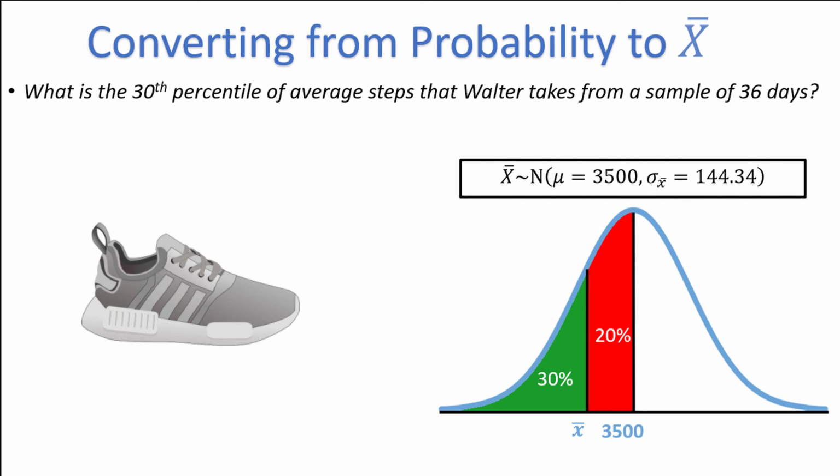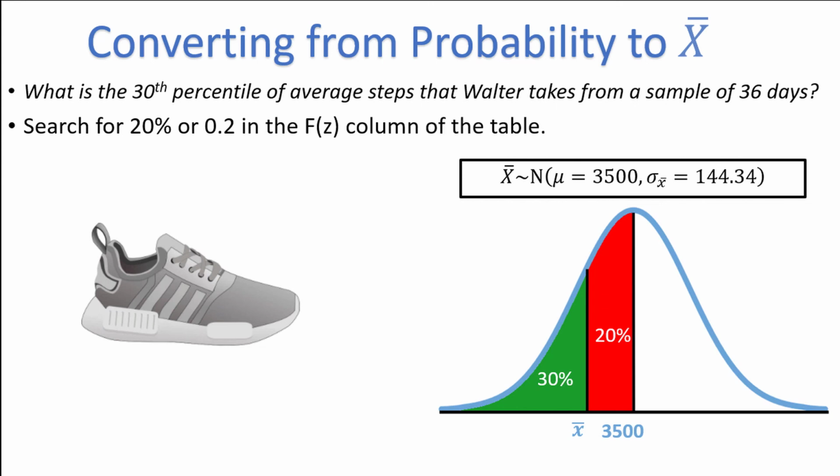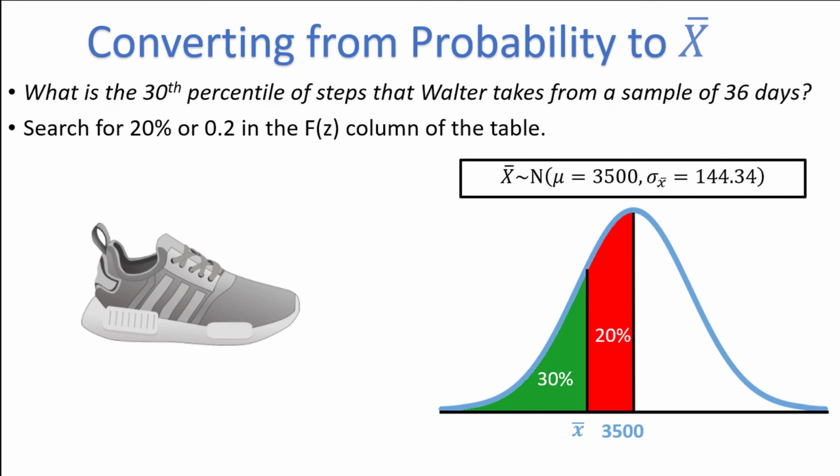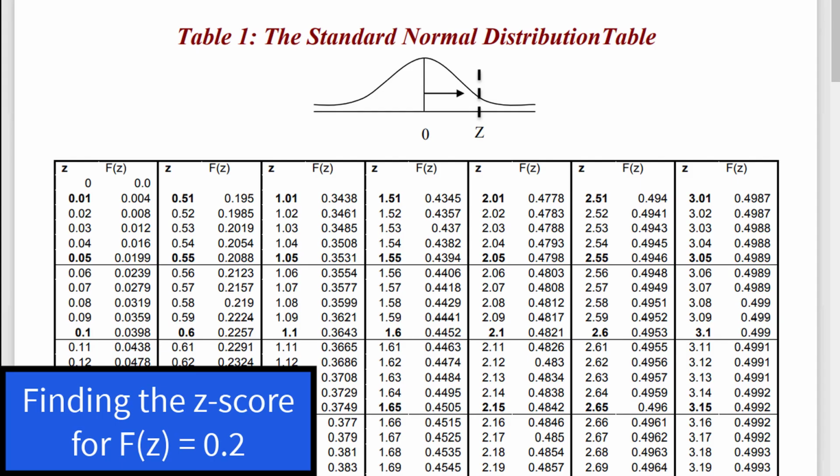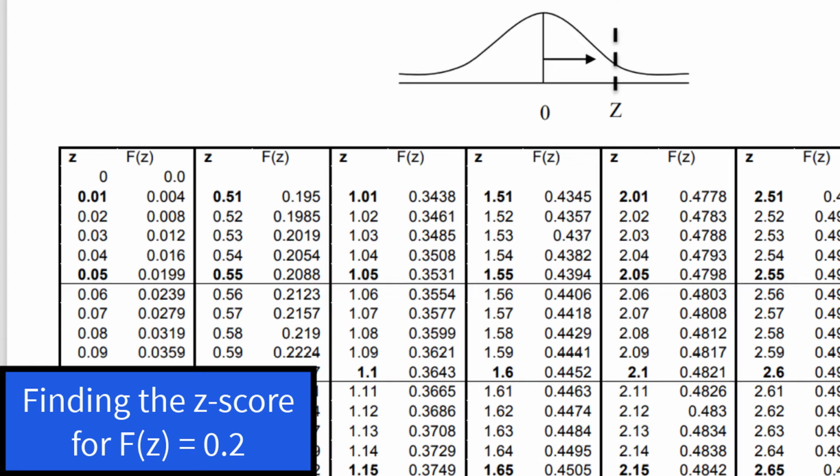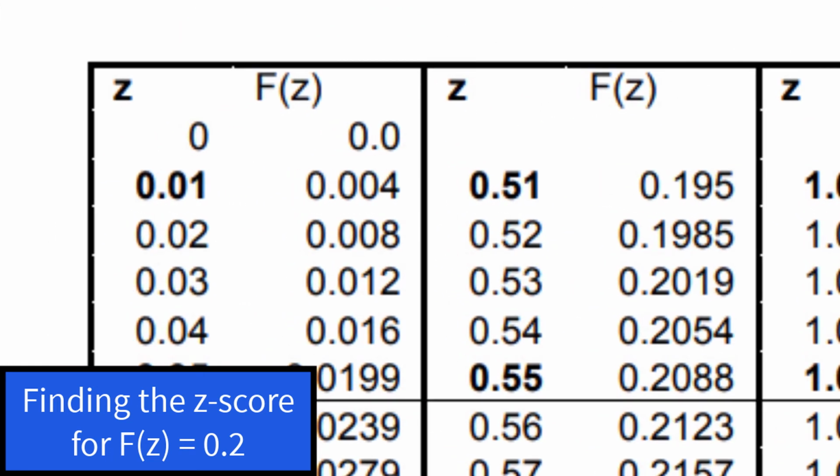The table gives us the area from the mean up to some z-score, or down to some z-score if it's negative, so we need to search for 20%, or 0.2, in the f of z column of the table. We know to look in the f of z column because 0.2 is a probability and not a z-score. Here we are with the table. We are now working backwards. We have 0.2 as the area, or f of z, so we search for 0.2 in the right-hand column. The closest value is 0.1985, which corresponds to a z-score of 0.52.